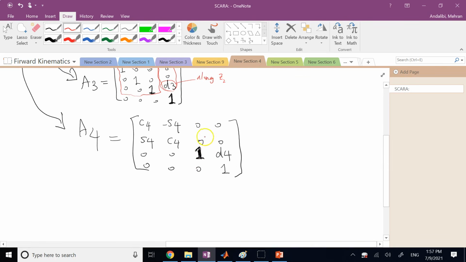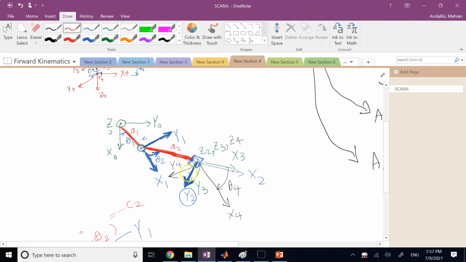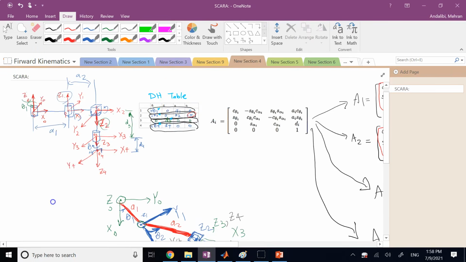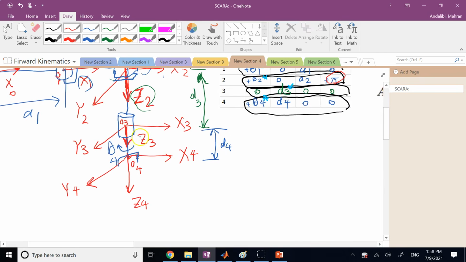Finally, if you look at the last one, again, this rotation matrix here, which is rotation of 4 with respect to 3, is clearly a rotation about z. Which z? z3 in this case, and the angle is theta 4. And the displacement is also d4 units, which is also along z3. And you clearly can see that as well here, that I have a rotation of theta 4 to align them about z, and I have to also move d4 units along z3 to go from O3 to O4.